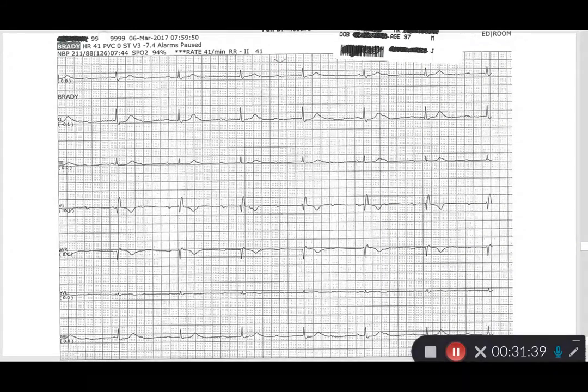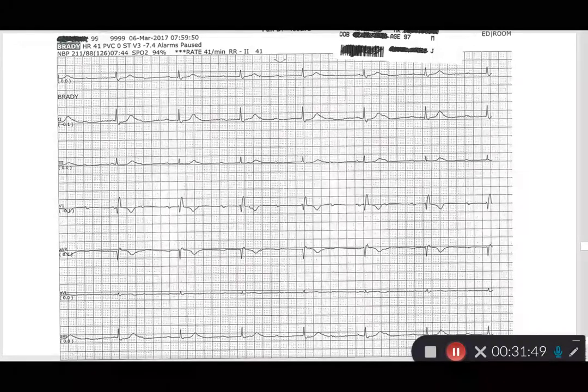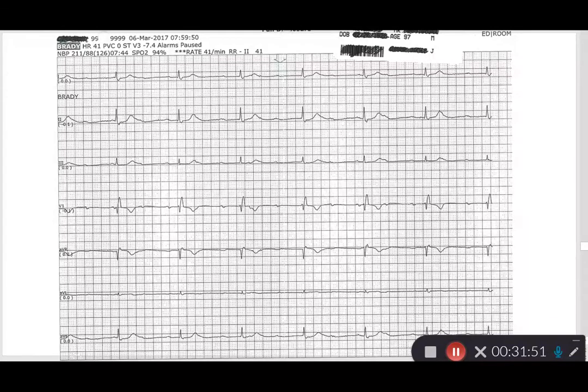Heart blocks are, I think, the hardest rhythms to look at. It takes a lot of practice to be able to glance at a heart block and be able to tell what type of heart block it is. So I don't want you to feel discouraged if it takes you a while to figure out these heart block rhythms. That's normal. Usually we have to sit there and kind of look at it and figure it out and examine it.